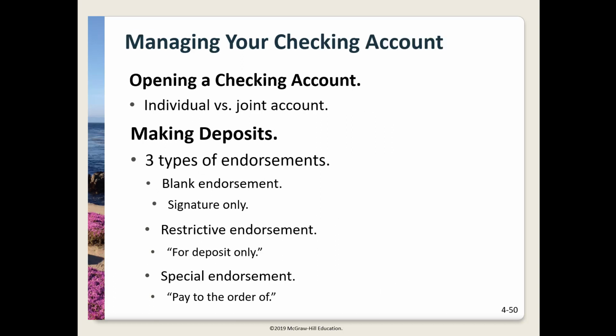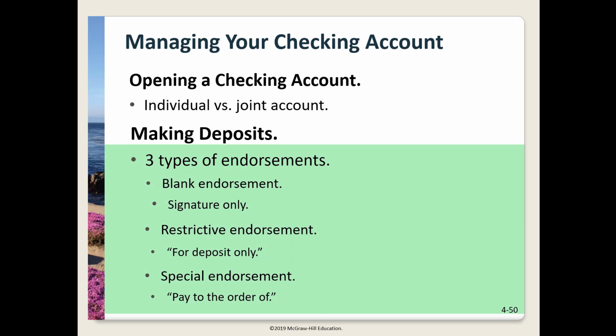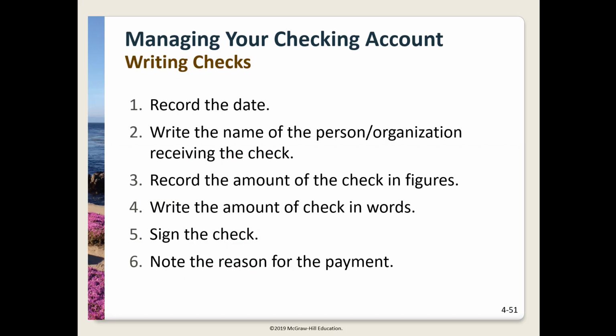Assuming you decide you do need a checking account. Opening the account. Individual, your name only. Joint, be careful of "and." Use "or." The "or" can be a spouse, a parent. Endorsing checks. A blank endorsement is just your signature. Once it's signed, it's negotiable by anyone. Restrictive, for deposit only with an account number. Or special, pay to the order of. It transfers the check to a third party. These are not widely accepted. Writing checks. You need to record the date, who you wrote it to, the amount in figures, the amount in words, sign it, and note the purpose of it.